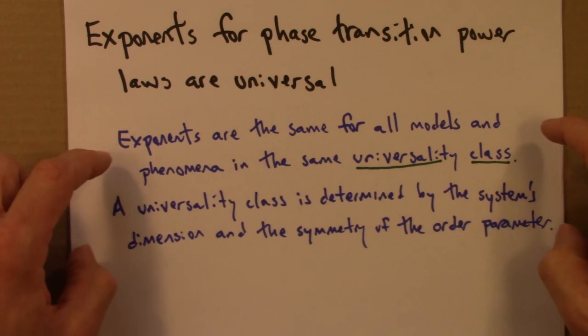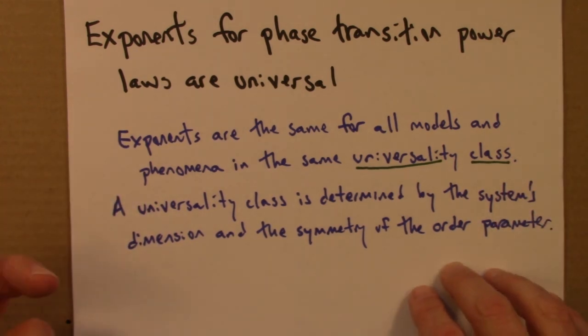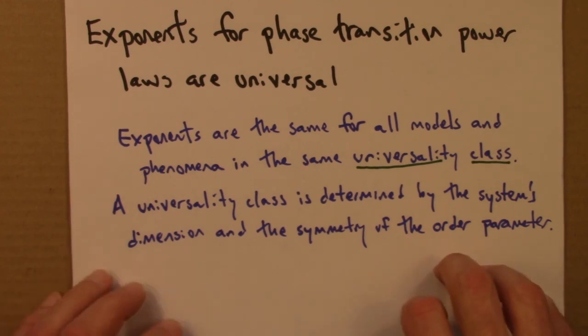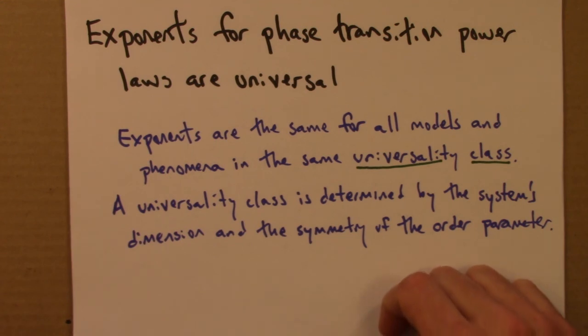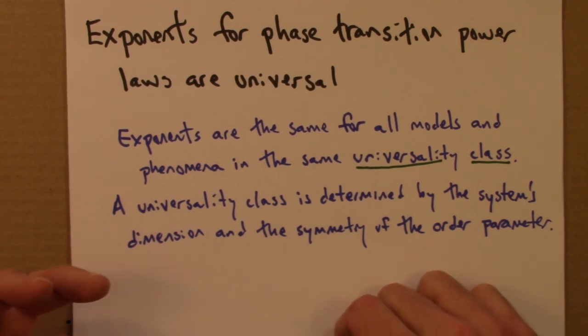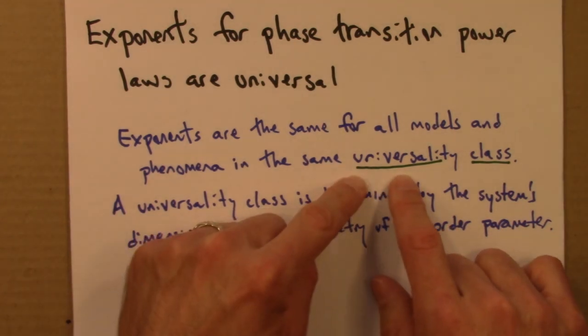And moreover, there's some very nice theory that explains why this similarity occurs. It's known as the renormalization group. It says that there are some details of these models at the transition point that don't matter, and there are some that do. And it turns out that there are only a few that do, which is why there are only a few universality classes.